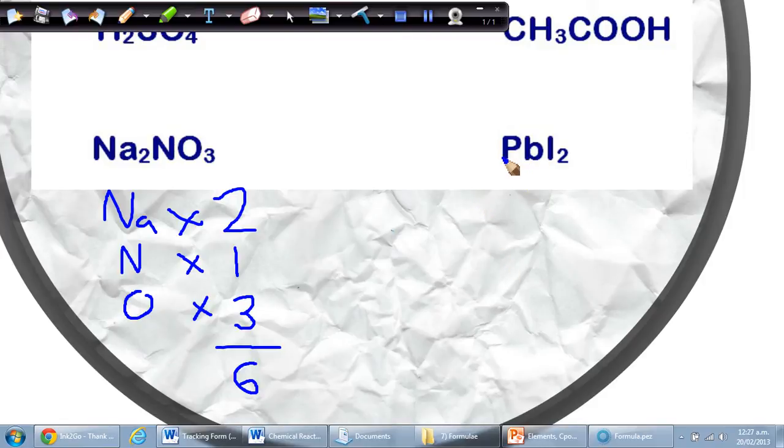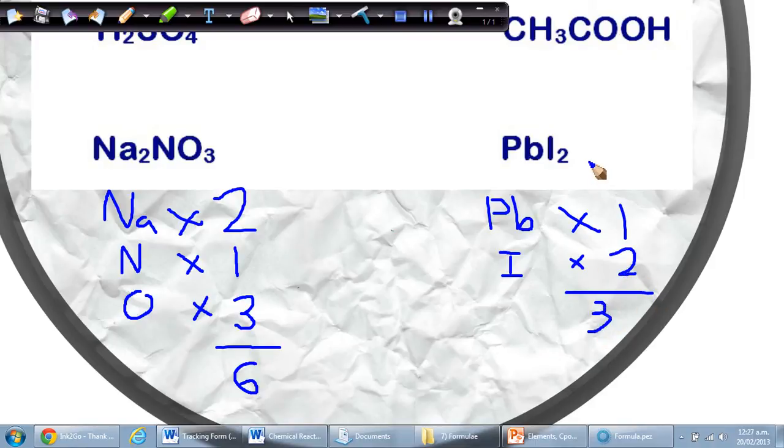Now here, lead, remember it's Pb, it's a little b, so that's lead rather than phosphorus and boron. We've got 1 lead. And here I, for iodine, we've got 1 I. Sorry, we've got 2 I's, a little 2 there. So the total there is 3. And you could even name this one, lead iodide. Here, sodium, nitrogen, and oxygen, sodium nitrate. So just doing a bit of naming on the way.